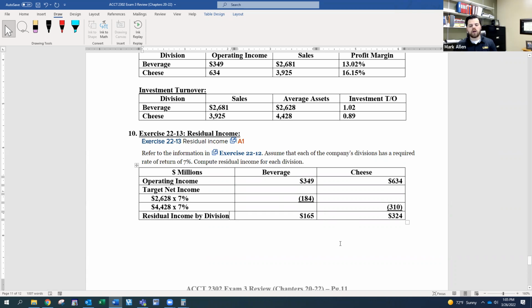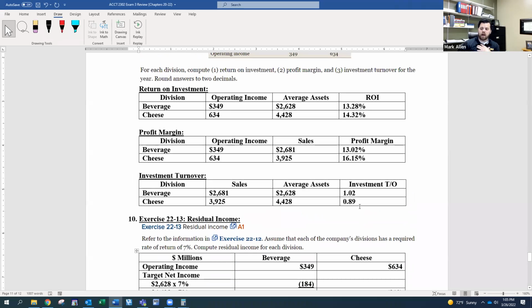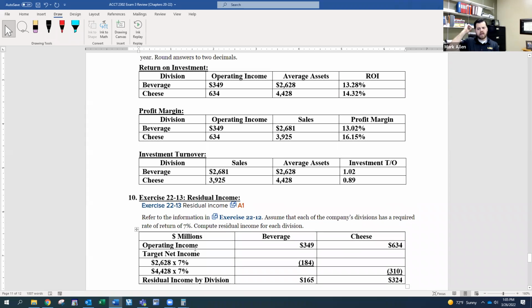And so what you want to notice about residual income is that it's really interesting, because if I were told that I have a target profit of 7% and I was approached with an investment opportunity that returned 9%, should I accept that opportunity? And the answer is yes, of course, right? My target is 7%. I can make 9, that's good. But if I were cheese or beverage and you were only evaluating me on ROI and I accept a project that's bringing in less than 13.28% or 14.32%, I might be inclined to reject that because it's going to lower my ROI. Well, that would actually be a bad decision for the company and the overall health of the organization.